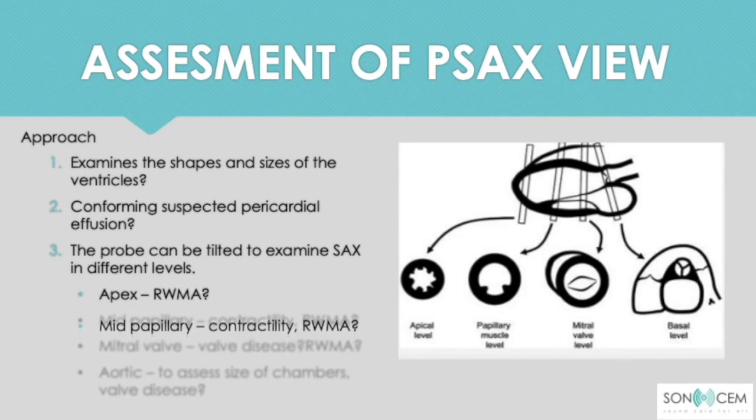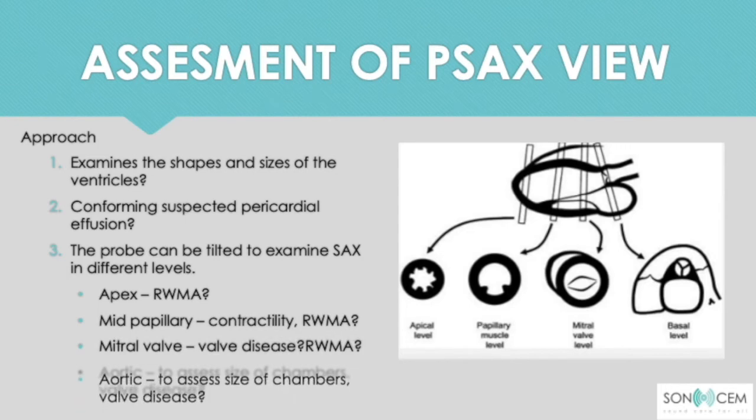Okay, the probe can be tilted to examine parasternal short axis in different levels. Like I mentioned before, you can see the regional wall motion abnormality in the mid papillary. You can see the valve disease in the mitral valve level. And you can assess size of chambers and valve disease in the aortic level.